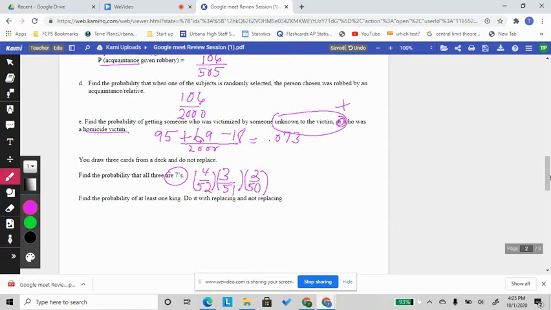Okay? All right, find the probability of at least 1 king. All right, these at least 1 ones. All right, hardest ones in the chapter. So at least 1 king. Oops.